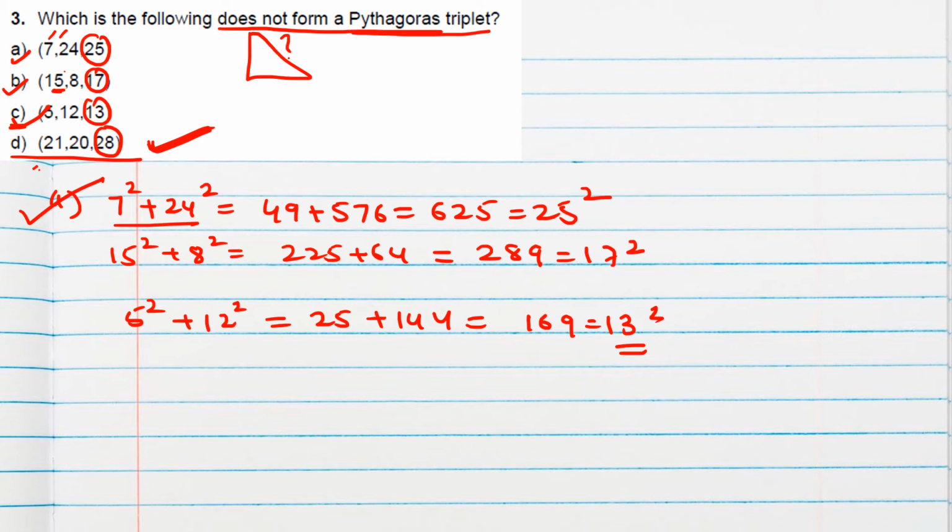So this way we can check here. The sum of squares of any two sides should be equal to the square of the hypotenuse. Only then will all those three numbers make a Pythagorean triplet.